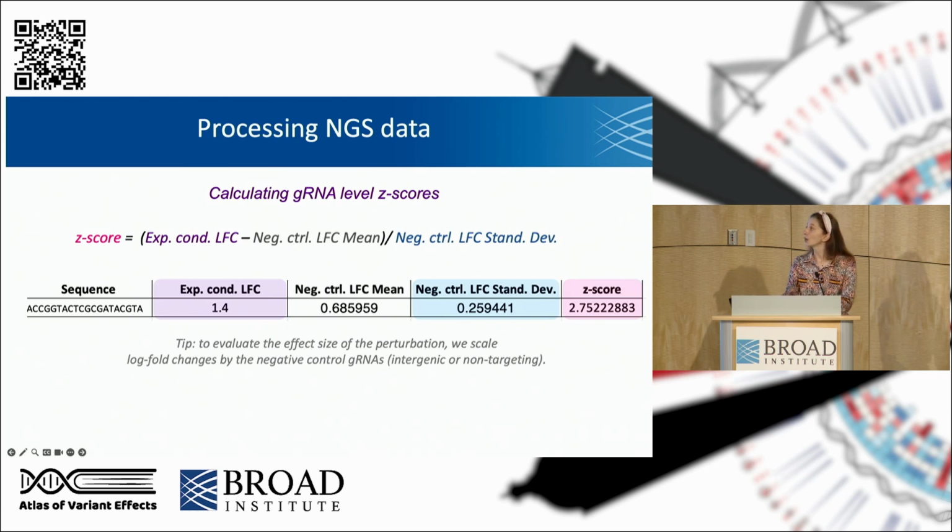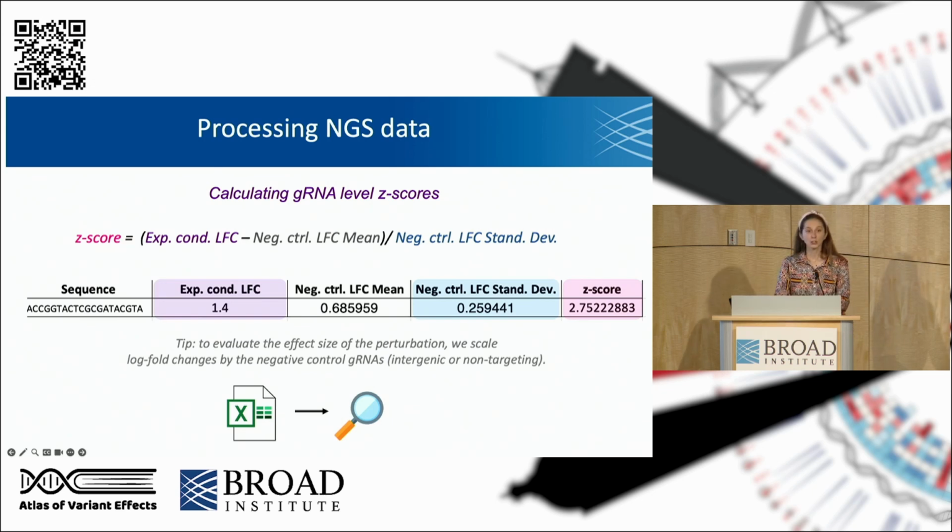So the z-score is calculated by subtracting the mean of the log-fold changes of the negative control from the experimental condition, and then we divide this difference by the standard deviation of the negative control group.